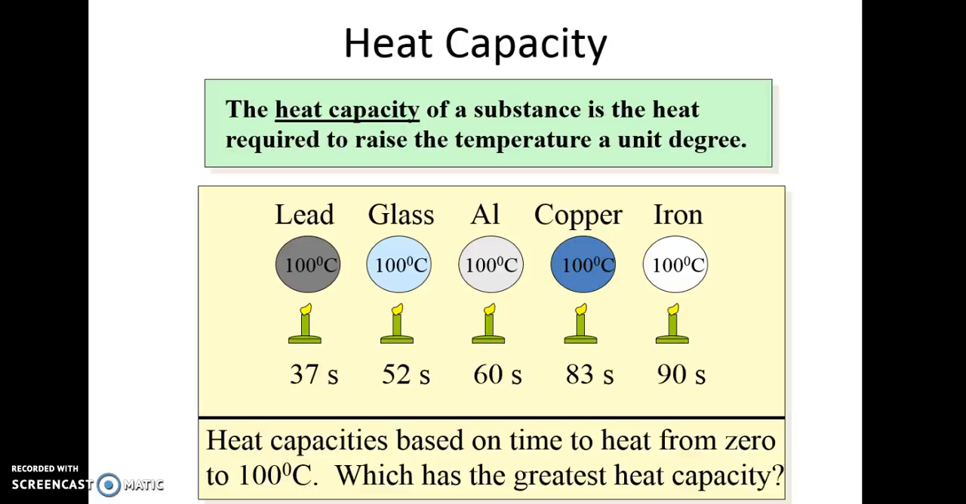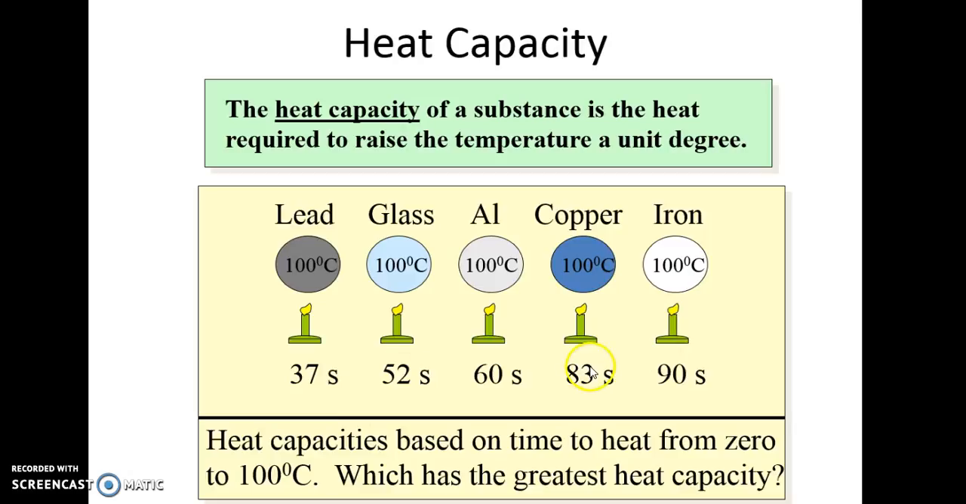The heat capacity of a substance is the heat required to raise the temperature a unit degree. So in lead, all of these at 100 degrees centigrade, it takes 37 seconds for lead, 52 seconds for glass, and so on. And iron is at 90 seconds. So heat capacity is based on time to heat from 0 to 100 degrees. Which has the greatest heat capacity? In this case, the one that takes the longest has the greatest amount of capacity that it can hold, so it would be iron.